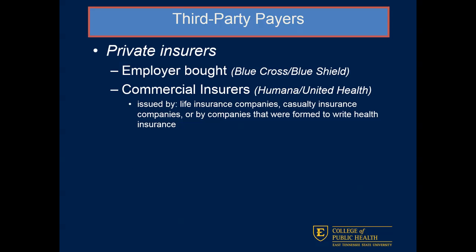So when we start talking about private insurers, this is the one that everyone is probably the most familiar with or can relate to the most, just because this is the insurance that you get through work. It's employer bought, where one of the benefits of working there is being able to tap into the insurance that they have available that you can purchase into. You can have commercial insurers like Humana and United Health that offer plans out in the marketplace that you as an individual can go out and buy.